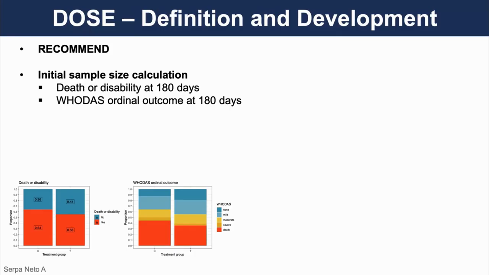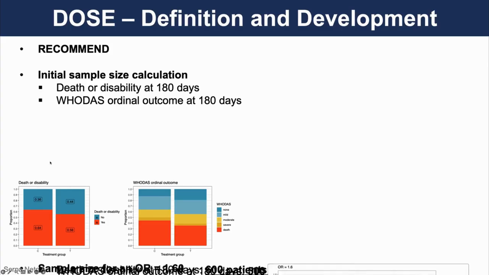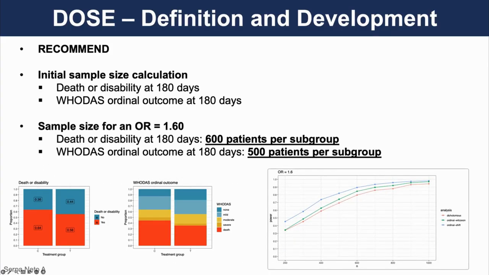It's a composite outcome incorporating death or disability defined by the WHODAS score. Or a second option was the WHODAS ordinal outcome at 6 months. So this is just to show the distribution of the outcomes here. So we started to calculate and simulate with the statisticians from Berry Consultants and from the Department of Biostatistics at Monash, especially Liz Ryan, who participated in this project too.